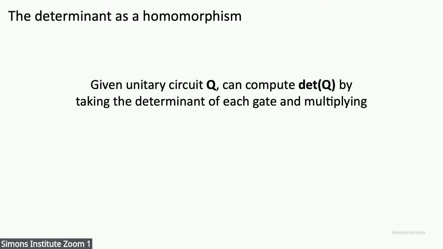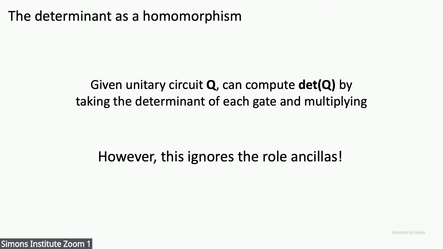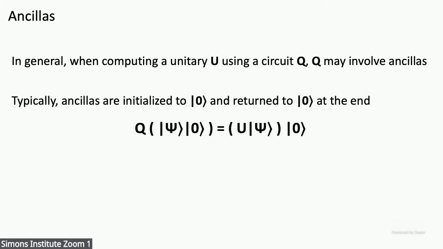Well, let me start with an interesting example, the determinant. This is a homomorphism on unitaries. Actually, if I give you a circuit Q, you can take the determinant of that circuit by taking the determinant gate by gate. Okay, so this might look like, actually there is more. You can do determinants, and that's something that's not controlling or conjugate, so maybe there is more that you can do. However, it turns out that this naively doesn't work, and it's because it's ignoring ancillas. And when you pay attention to ancillas, then actually determinant becomes hard.